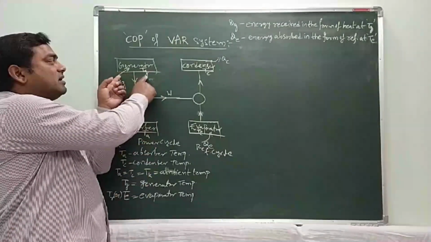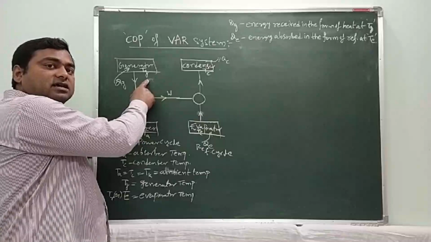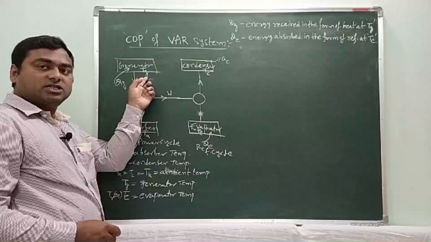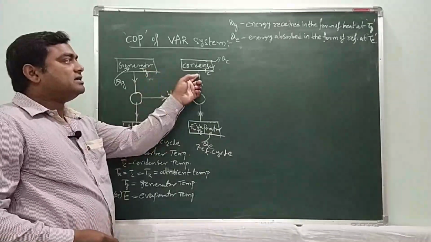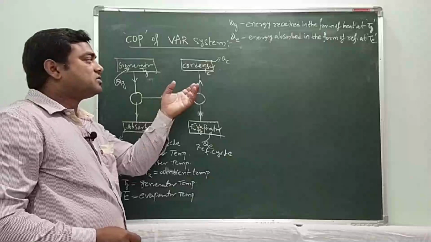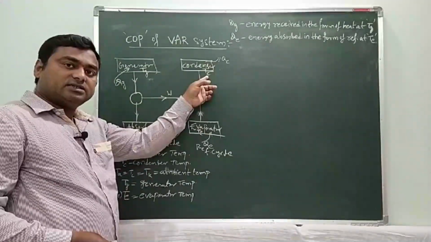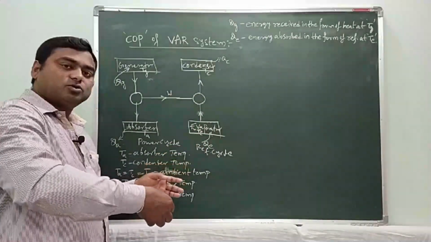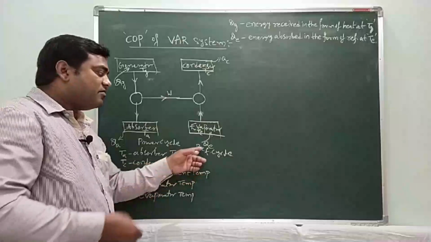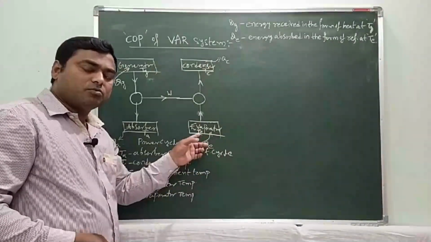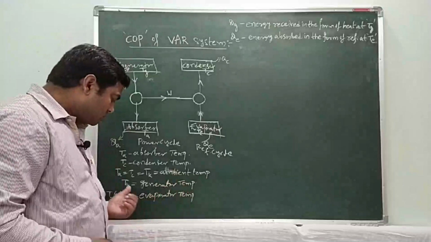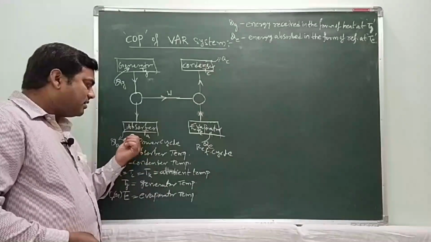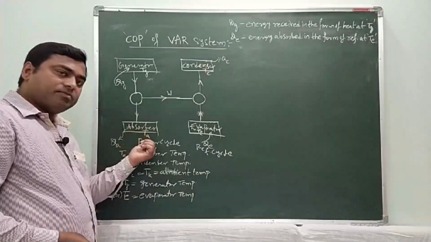Here, I am giving the abbreviations. This is the generator, which is at temperature TG, receiving heat at the temperature TG. And the condenser, where the heat is going to be lost, the condenser temperature is designated as TC. And the evaporator, where the heat is absorbed from the refrigerated space, is at a temperature of TE. Some books show TE or TR; TR or TE is the evaporator temperature. And the absorber is at a temperature of TA.